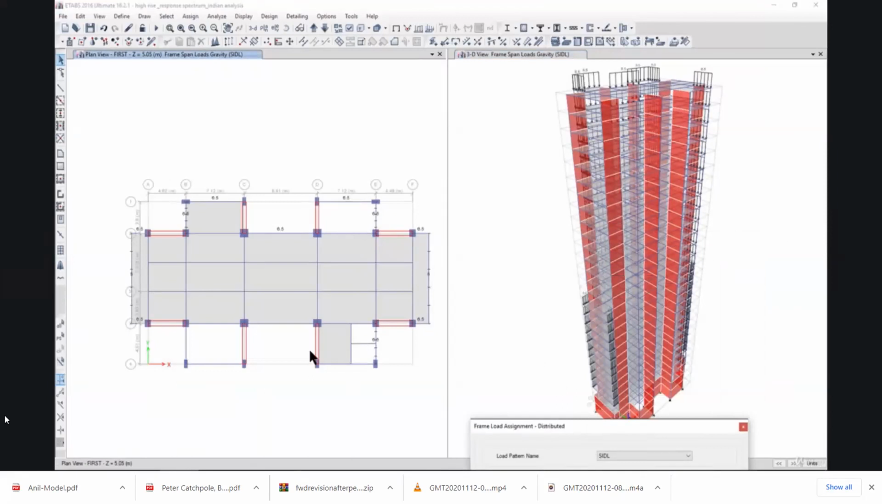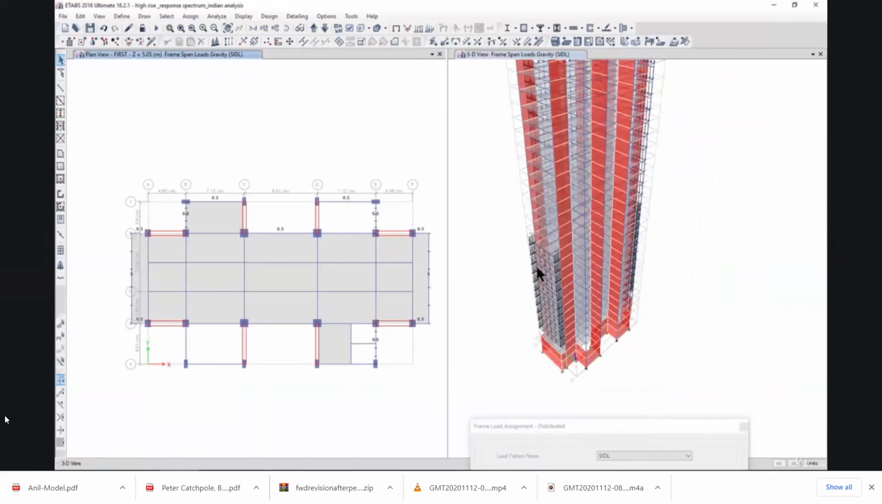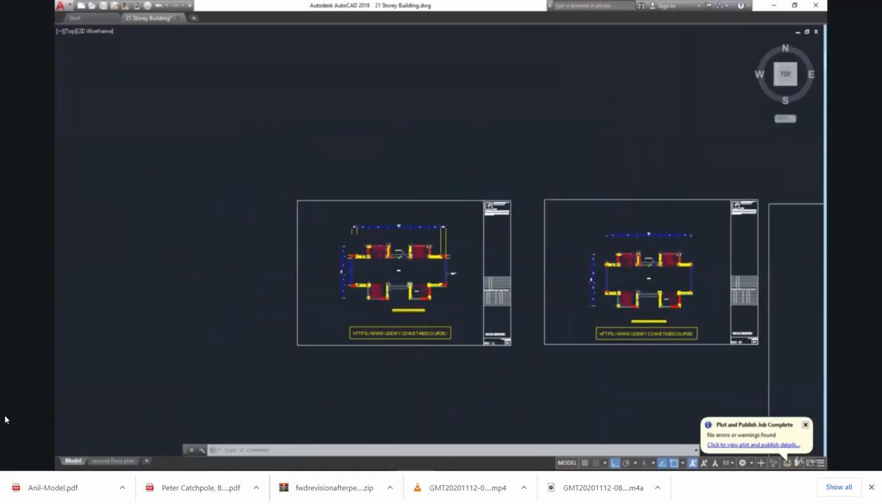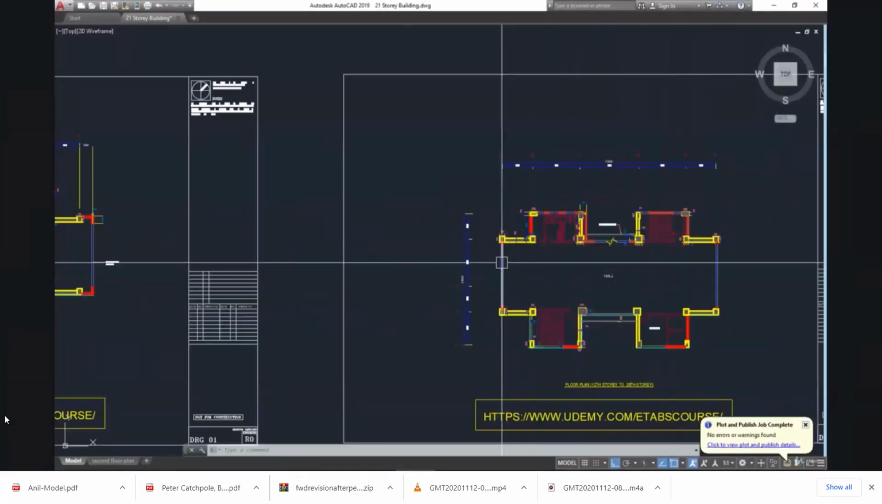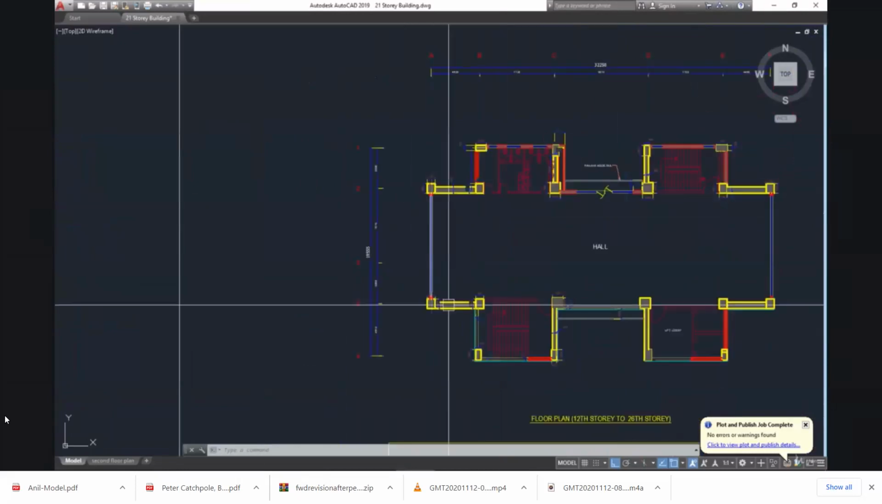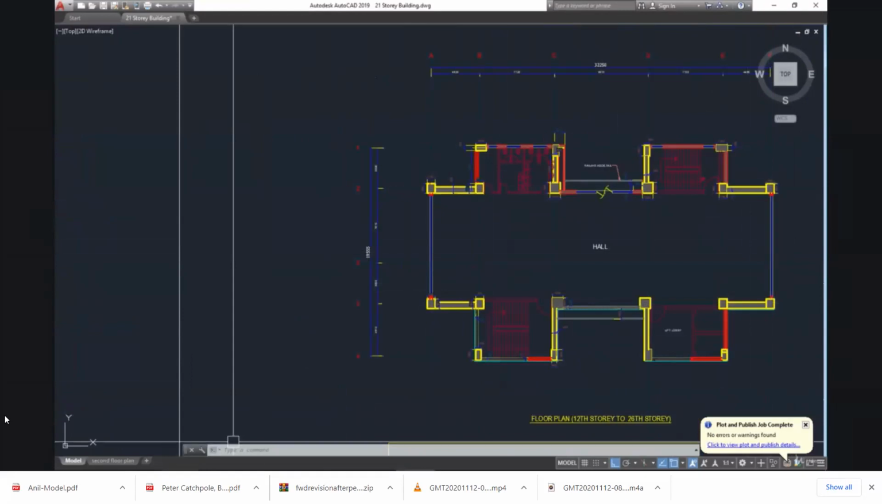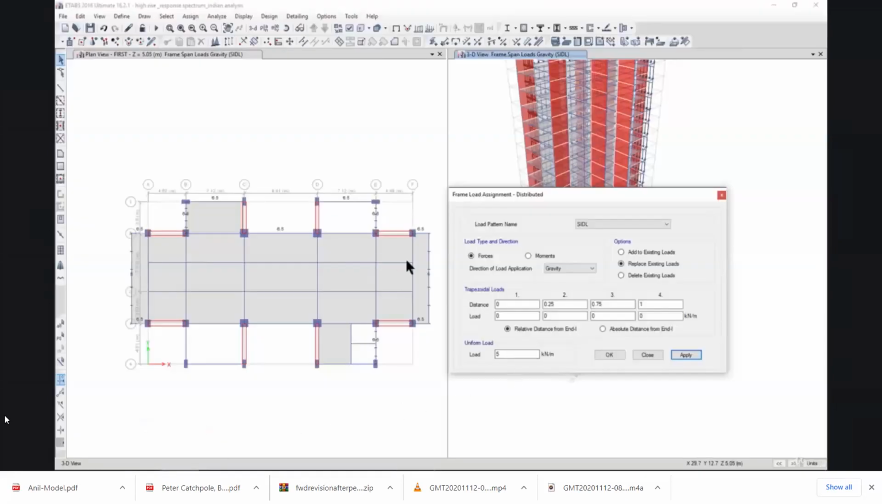So here you can see that this loading is now applied on these beams and these beams. So after that, if we talk about this glazing, we also need to apply this load on our model. So what we need to do is that we need to individually select all the beams.